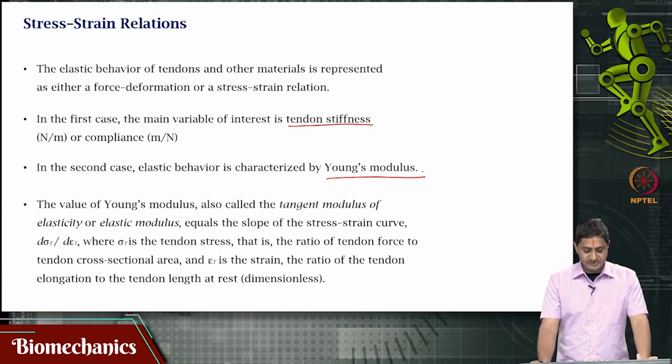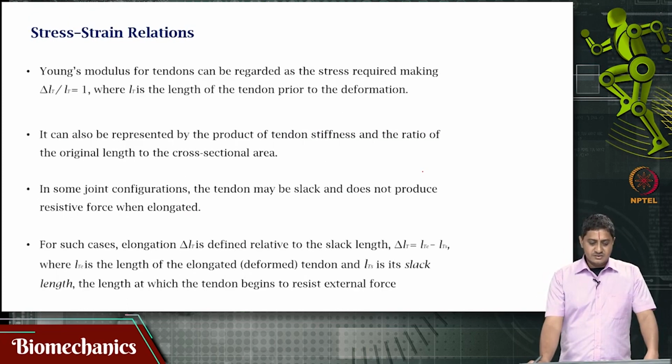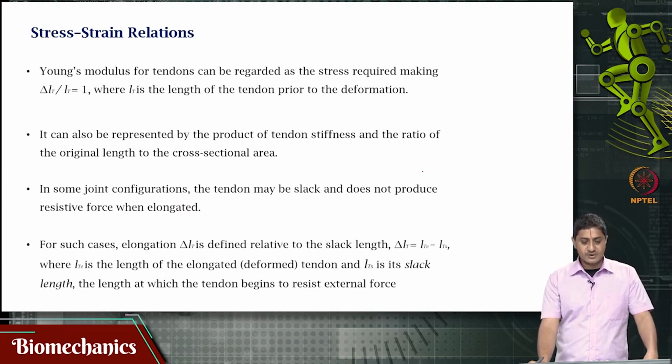So for example, if you are looking at tendon stress, the ratio of tendon force to tendon cross sectional area is tendon stress, and the ratio of the elongation to the rest length of the tendon is the strain, and then you compute this, right. So Young's modulus can be regarded as a stress required for making delta LT by LT equal to 1, where LT is the length of the tendon prior to the deformation. Of course, you can also represent this as a product of stiffness and the ratio of the length to the cross sectional area.